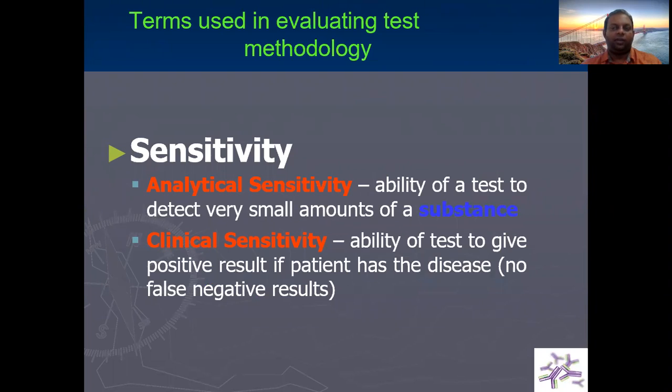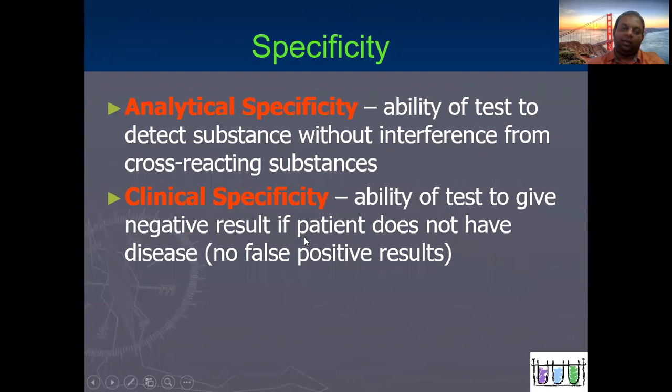Prior to that, we'll discuss some technical terms: sensitivity. We term it two ways: analytical sensitivity and clinical sensitivity. Analytical is the ability of the test to detect a very small amount of a substance, so bacteria, fungi, or virus. Clinical sensitivity is the ability of the test to give positive results if the patient has the disease, no false negative results. Analytical specificity means the ability of the test to detect a substance without interference from cross-reacting substances. Clinically, it is the ability of the test to give negative results if the patient does not have the disease, no false positive results.